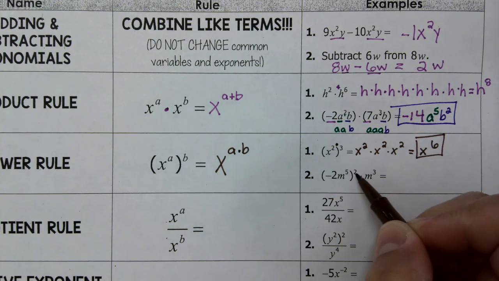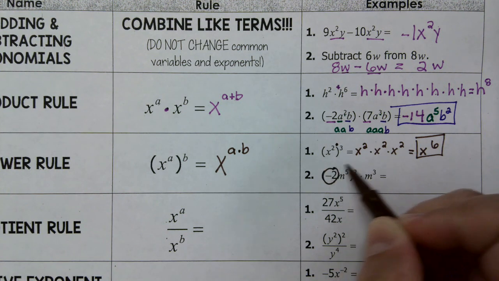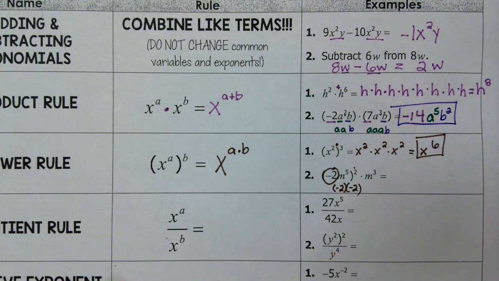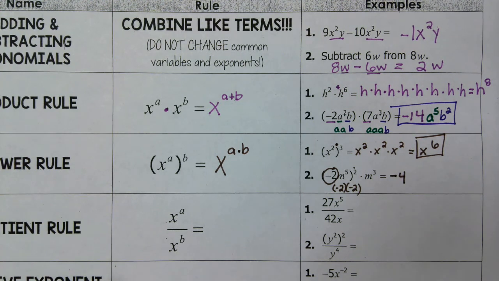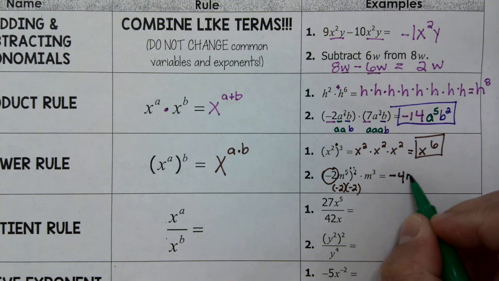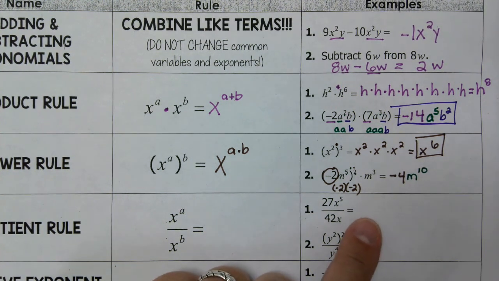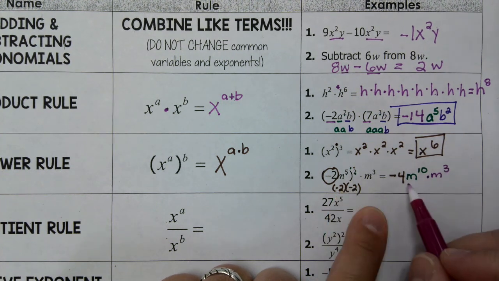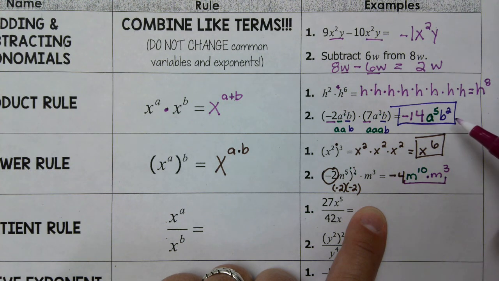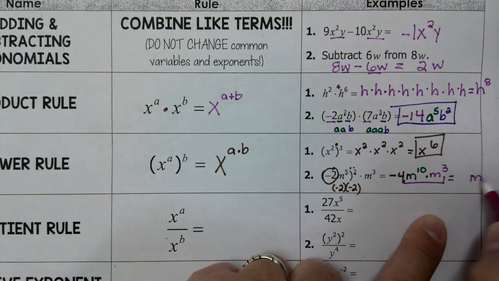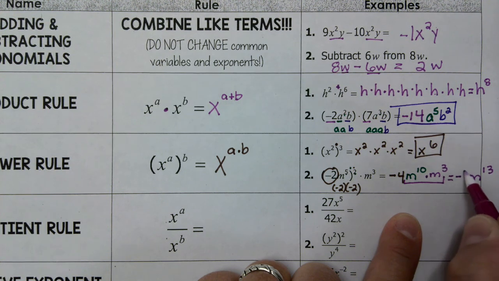Now, the shortcut does not apply when you have your coefficient. So -2 squared is the same thing as -2 times -2. So -2 squared is going to give me 4. Then I have m to the 5th squared. So that's m to the 5th twice, or I can multiply. 2 times 5 is m to the 10th. Okay. Then I have this left over times m to the 3rd here. So I can still put these together using my product rule and add. So 10 plus 3 is m to the 13th. And don't forget that 4.